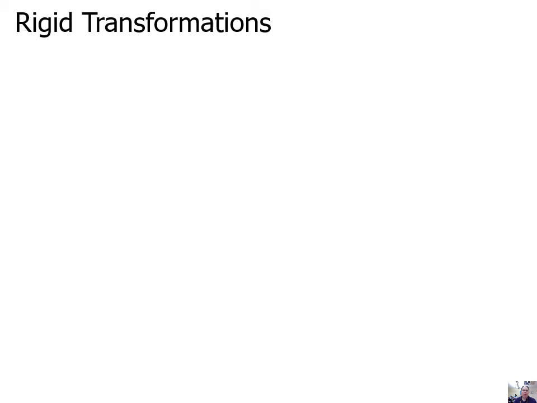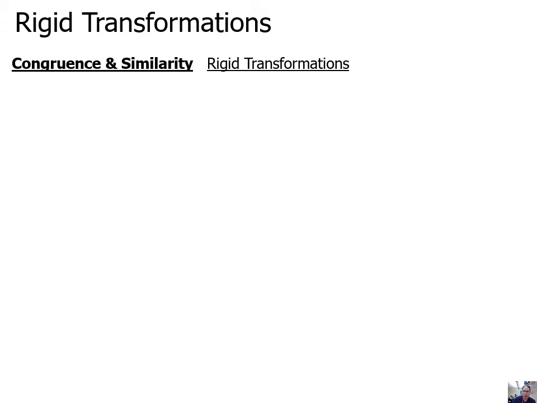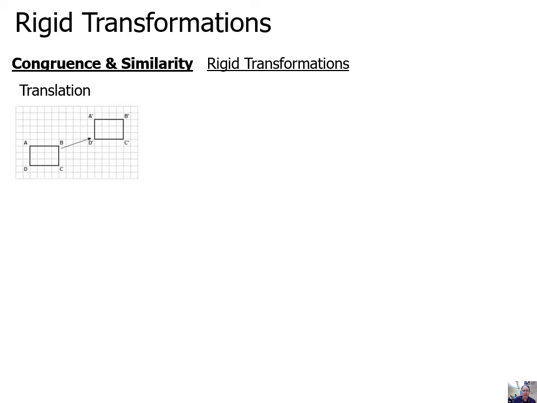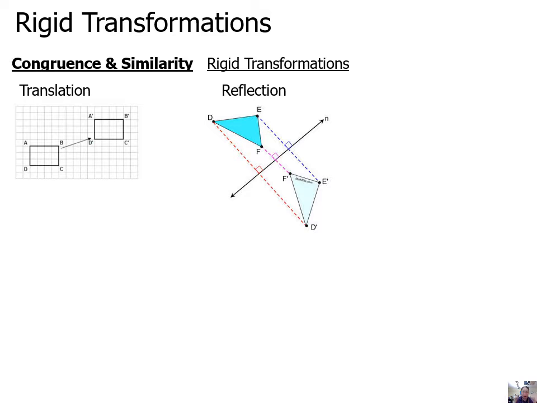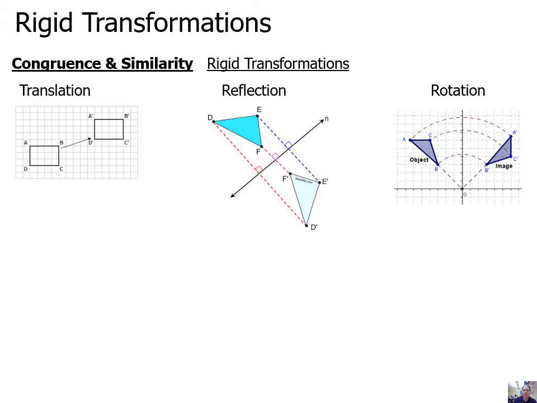Okay, a little bit of review of rigid transformations. Congruent and similar figures are formed by performing transformations on a particular shape. To be congruent, we follow rigid transformations, and there are three of them. Translation: slide it left, right, up, down. Reflection: mirror image it across a line. And rotation: rotate it about a point. Rigid transformations preserve angles and distance.